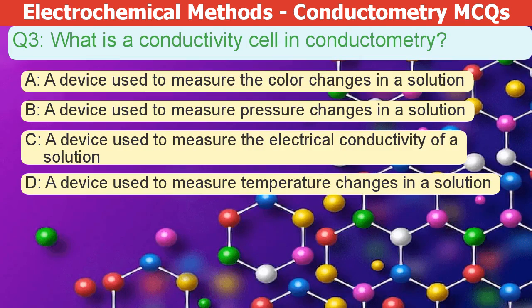What is a conductivity cell in conductometry? A. A device used to measure the color changes in a solution. B. A device used to measure pressure changes in a solution. C. A device used to measure the electrical conductivity of a solution. D. A device used to measure temperature changes in a solution.